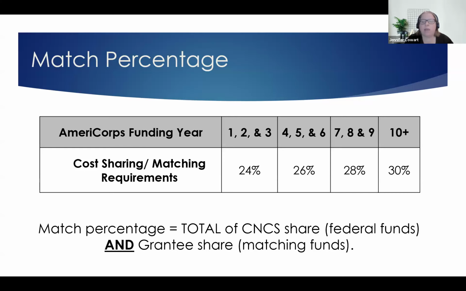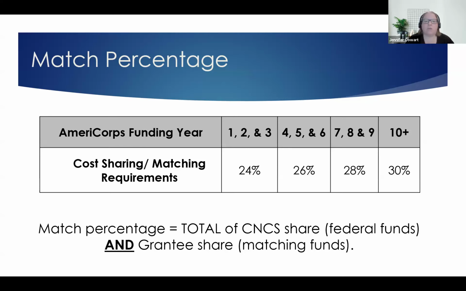Okay. Higher match percentage, like if your required match percentage is 28, and you put 50% match, that does not make you more competitive. It doesn't give you any extra points. It actually can hurt you because you're held to that match percentage. So you can't spend your federal dollars if you can't meet your match requirement. So you want to get your match down as close as possible to the required amount, right?